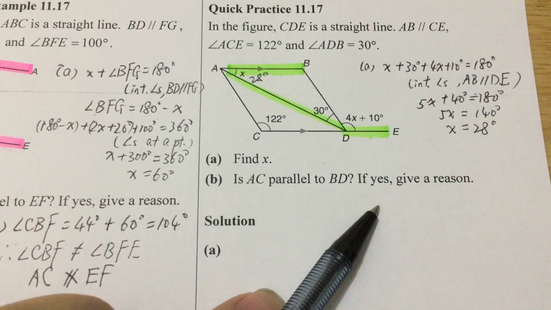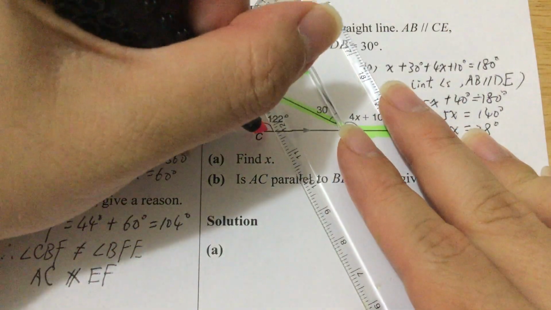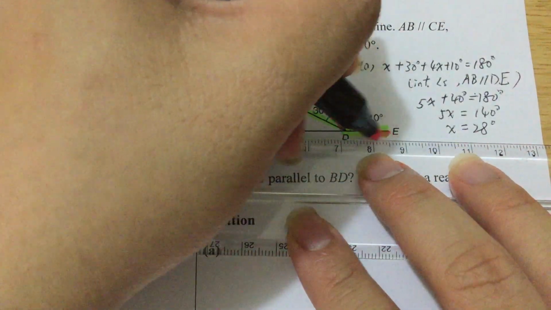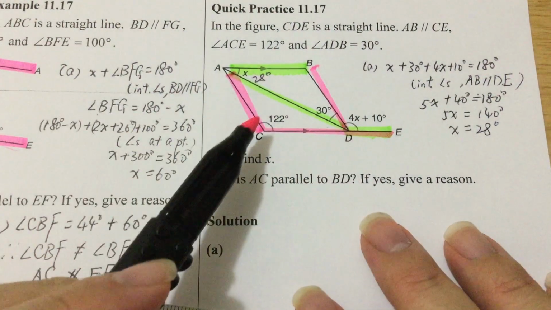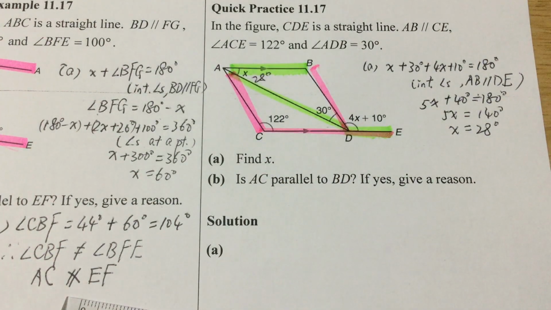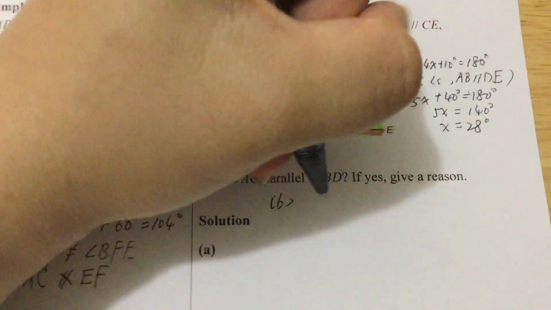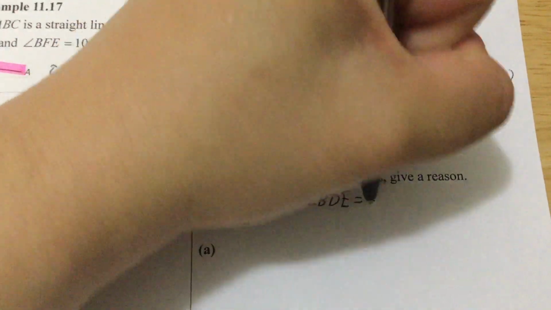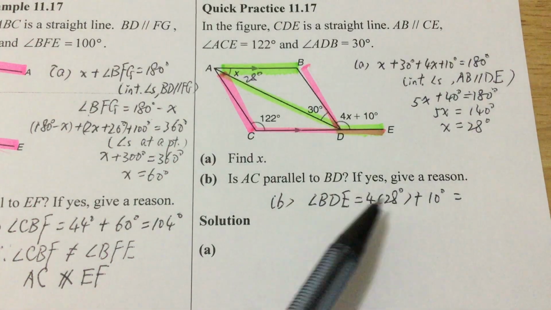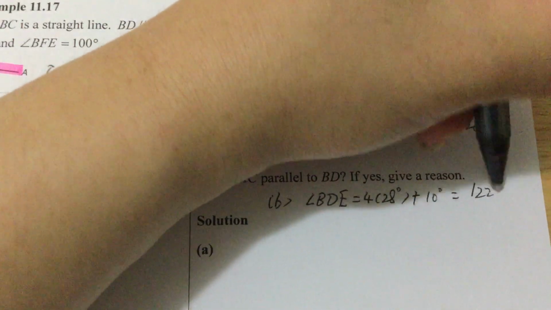Okay, now we are going to show that AC is parallel to BD. So why don't we draw it first? For AC parallel to BD, we are going to find a relation. We see an F, that is the slide, that is the corresponding angle. Because you can see 122, and the slide here is 4x plus 10. So if 4x plus 10 is equal to 122, that means we can say that they are parallel. So let's do part B here. Part B, angle BDE is equal to 4 times 28 degrees plus 10 degrees. 4 times 28 is 112, plus 10. So luckily this is 122 degrees.